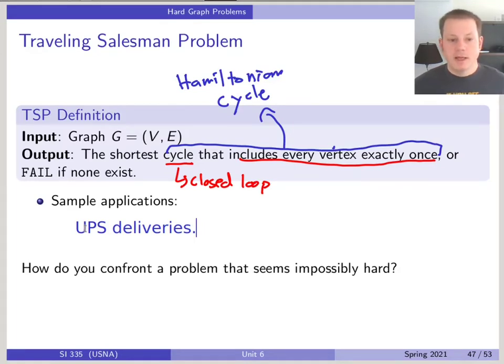And of course, I would like it to be shortest. There's always a way that you can drive everywhere you need to drive, but what's the shortest way to go between them? And of course, you don't want to repeat yourself. You just want to go to every place exactly once.